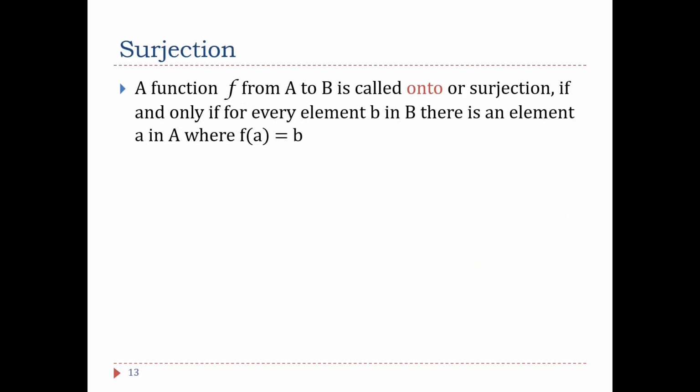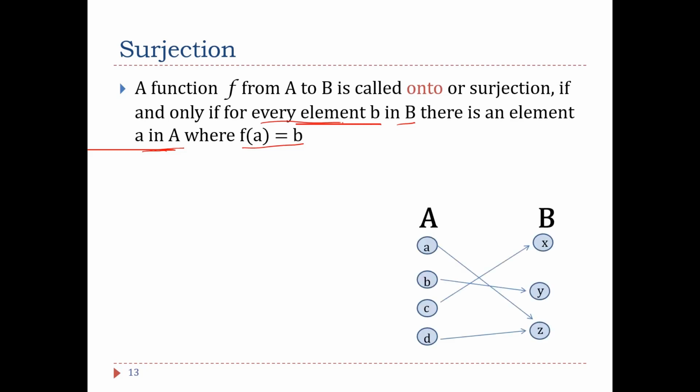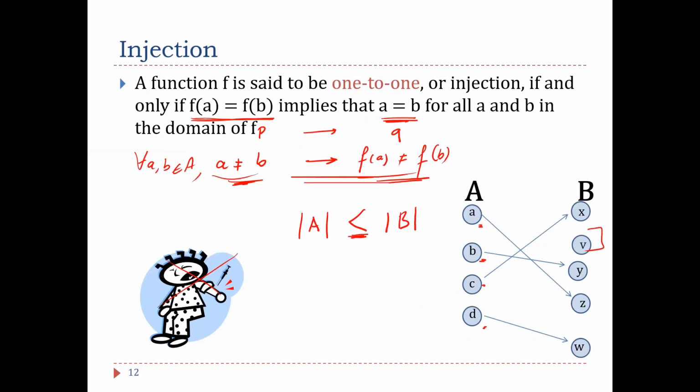Well, f is called onto or a surjection if and only if for every element b in the codomain B, there is an element a in A where f of a is equal to b. Okay, so every element in B has a pre-image. So if you look at this mapping here, well, this function is not surjective because V is not busy. V has no pre-images in A, okay? It has no incoming arrows. It has no incident arrows.